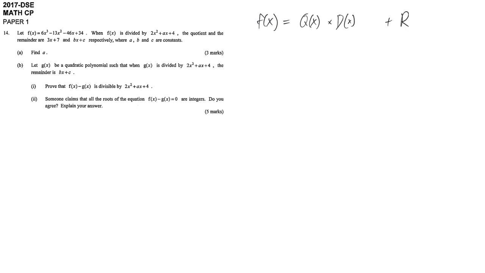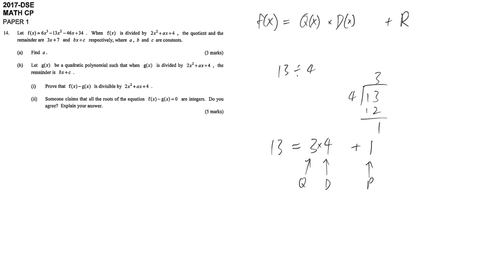If you forget about this, maybe you can consider 13 divided by 4. 13 divided by 4, we get 3, and then we have the remainder 1. So 13 comes from two parts. The first part is the divisible part, 3 times 4. And the non-divisible part, that means the remainder. So that's why this is the quotient, and then times the divisor, and then plus the remainder. That's how you memorize it.